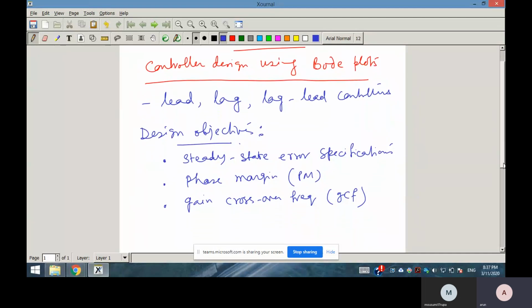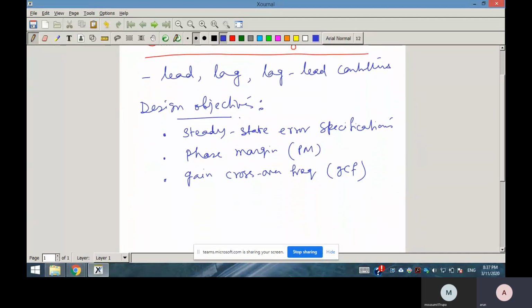So as you know, phase margin is related to damping ratio of the system. As phase margin increases, damping also increases. So phase margin is closely related to peak overshoot of the system. And gain cross-over frequency determines how speedy a response is. If the gain cross-over frequency is more, then the speed of the response will be more. That means rise time will be less.